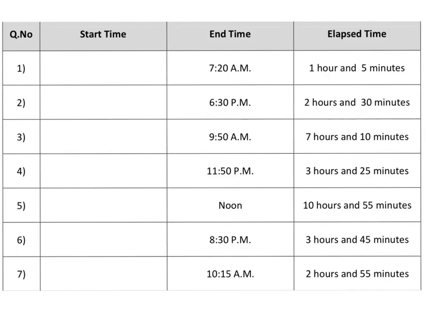Okay, so this is a slightly different task because we have already found out the time elapsed, which is written on the column furthest to the right. We've got the end time, so we need to calculate the start time. So I'm going to go through a few of these questions with you, so we need to work backwards. So we have a time of 7:20 a.m. and the time elapsed is an hour and 5 minutes. We have to go back an hour and 5 minutes from a time of 7:20 a.m.